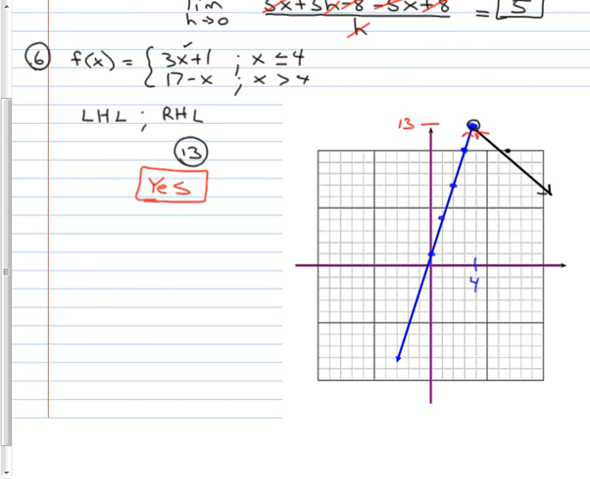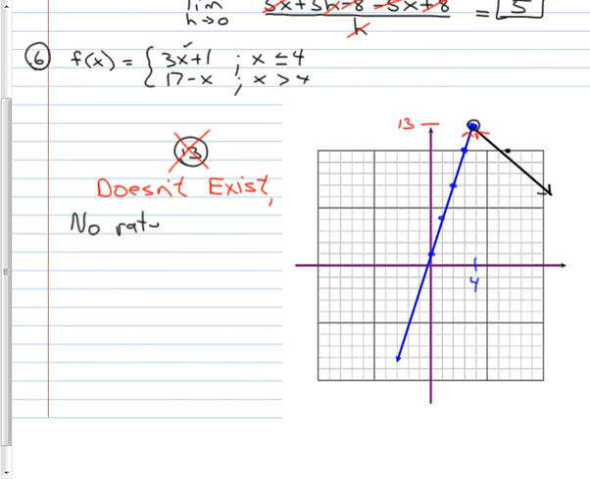The question was, oh, wait a minute. Read the question. Find the derivative. We are approaching the same thing, but do I have a derivative at that spot? Does not exist. Doesn't exist. There is no rate of change at a point.